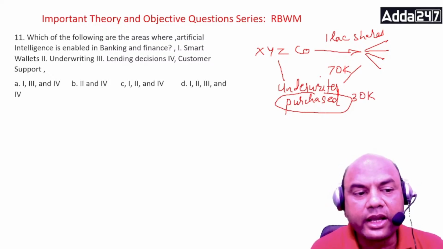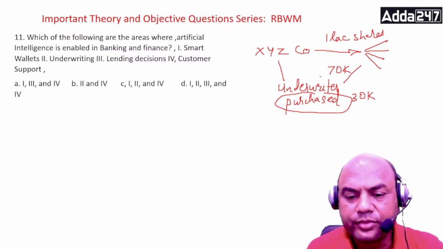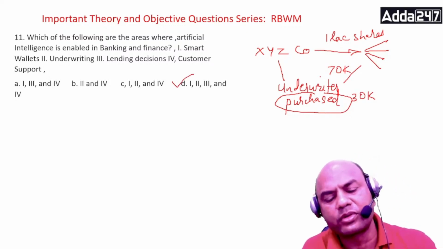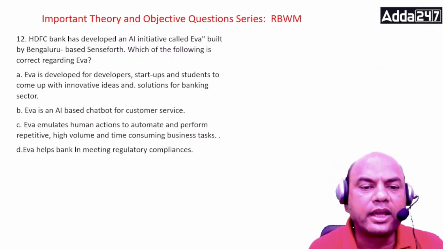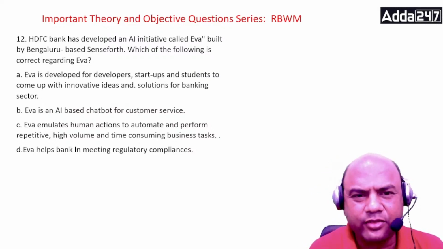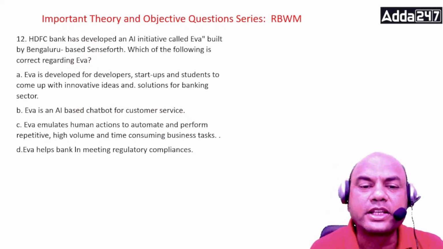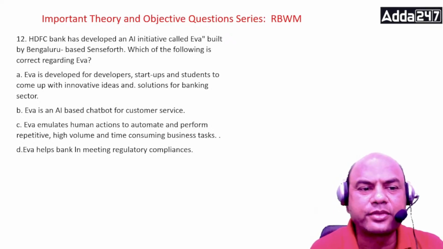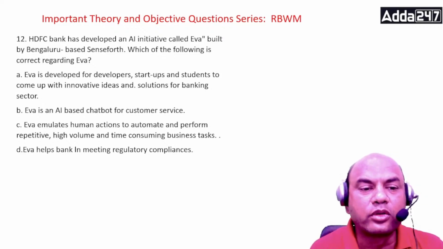Okay, lending decisions and customer support. So where is AI used nowadays? AI is used in everything, isn't it? D, 1, 2, 3 and 4, all of them. HDFC Bank has developed an AI initiative called EVA, right? Everyone knows this. HDFC has EVA and SBI has, what is SBI's name? They call it ELA, right? HDFC Bank has EVA and SBI has ELA. EVA was built in Bengaluru.